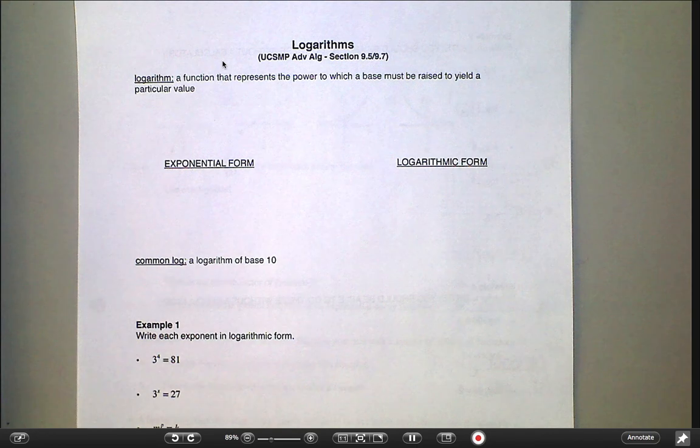One. So we are jumping ahead to this lesson on logarithms. Logarithms start in section 9.5 and then continue in section 9.7. We're going to combine it all into one lesson. So there is a definition here of logarithm, and you're welcome to pause the video and write that down if you want to.